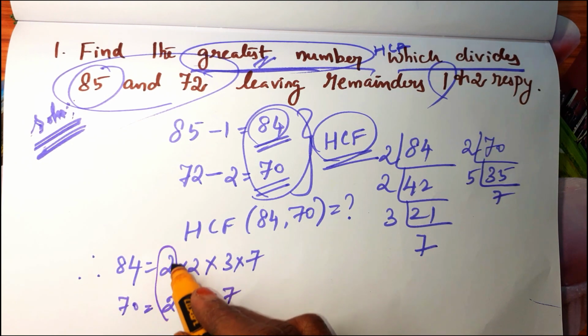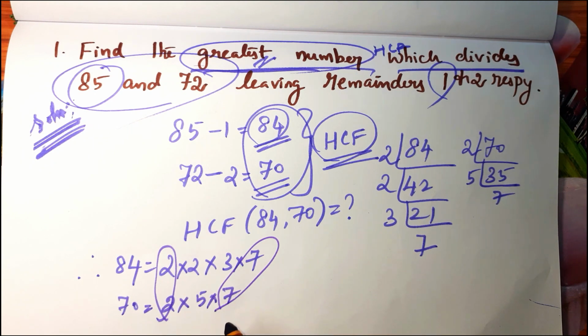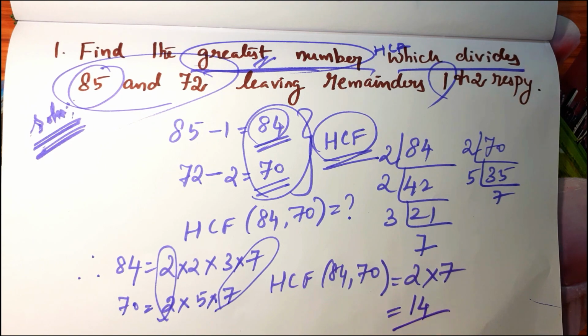So this 2 and this 2 common. 7 common. Anything else we have? No. So only we have two factors. What are they? 2 and 7. So tell me the HCF of these two. HCF of 84 and 70 is equal to 2 into 7, which is 14. So the answer for this problem is 14.